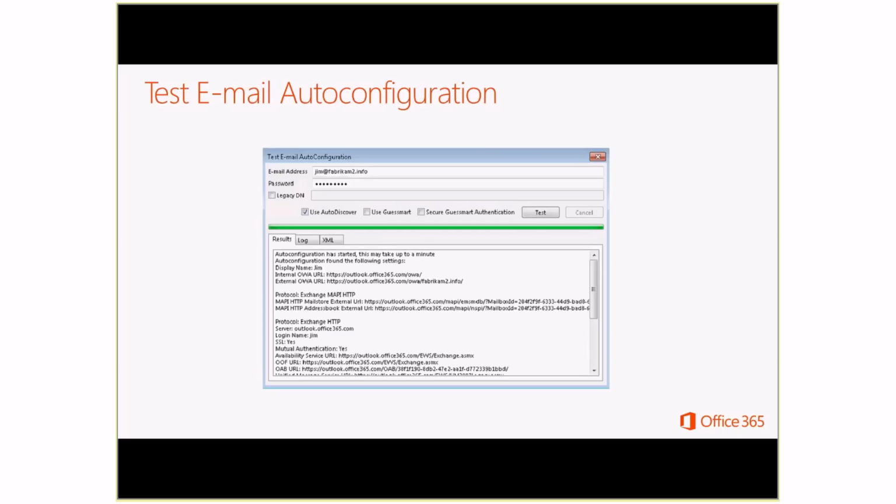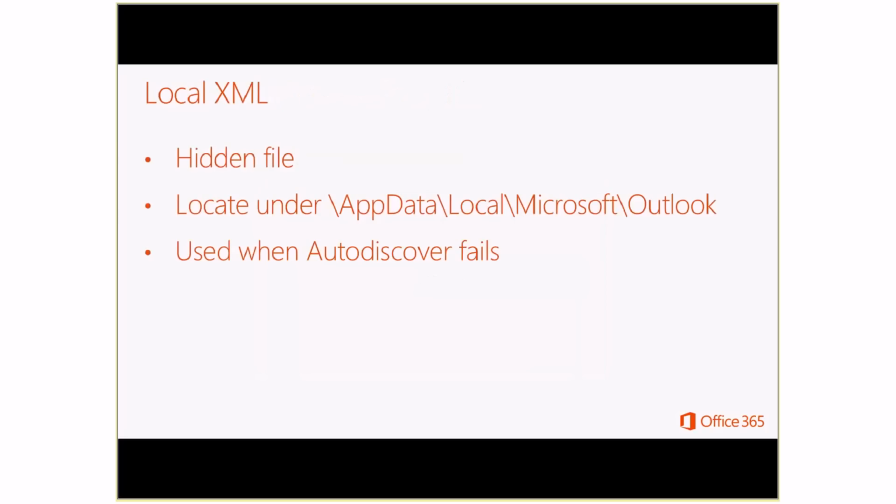Normally when I run this tool, I go straight to the Log tab. The Log tab will show you the process flow just like we saw with Remote Connectivity Analyzer. The XML tab that you see on the screen would show you the XML response if it was successful. The local file that I was talking about is a hidden file located in the user's profile under the AppData Local Microsoft Outlook folder. And it is, of course, used when Autodiscover fails.